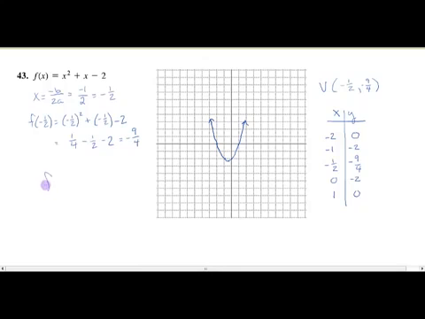And then we'll go ahead and find f of negative 2 and f of 3. F of negative 2, of course, was 0. That was in the table. F of 3 we didn't have in the table. We can do that quickly here. 3 squared is 9, plus 3 is 12, minus 2 is 10.